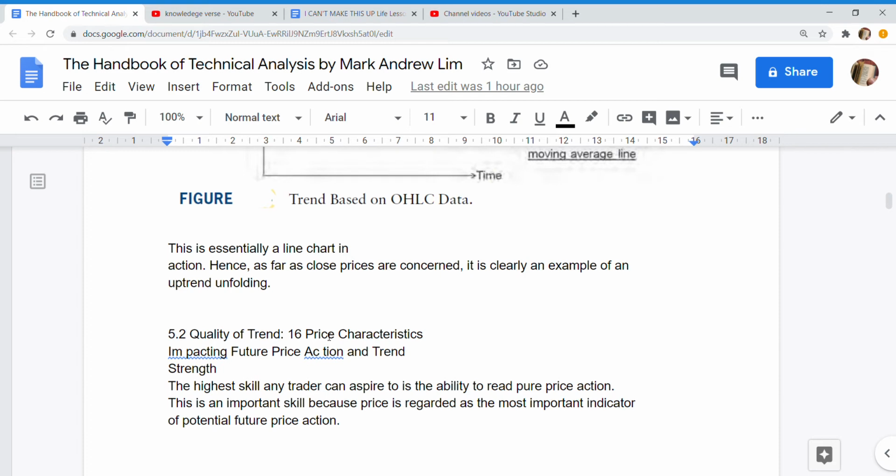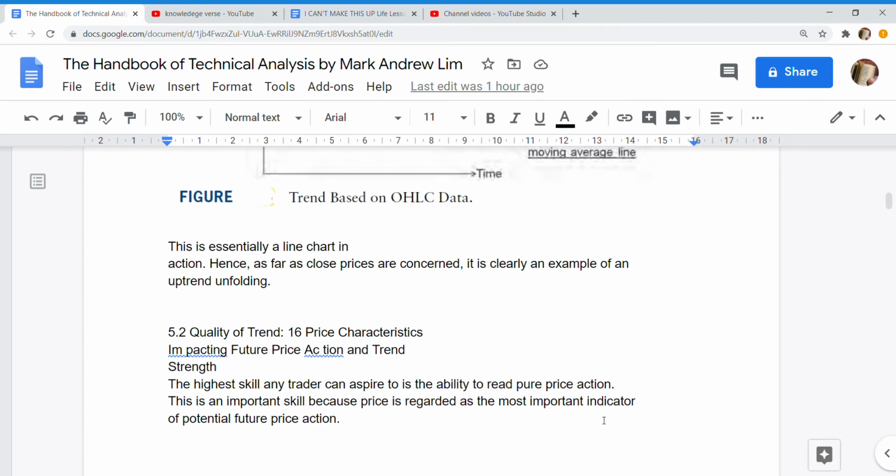5.2 Quality of trend. Price characteristics impacting future price action and trend strength. The highest skill any trader can aspire to is the ability to read pure price action. This is an important skill because price is regarded as the most important indicator of potential future price action.